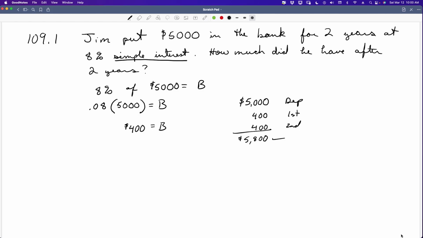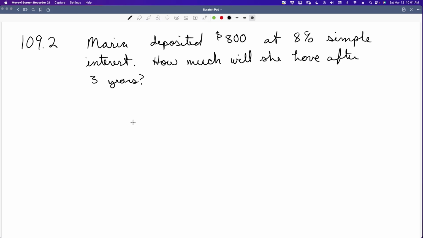So let me write that up here. All right, so Maria deposited $800 at 8% simple interest. How much will she have after 3 years? So we say 8% of $800 is going to equal the amount she gets in interest, right?